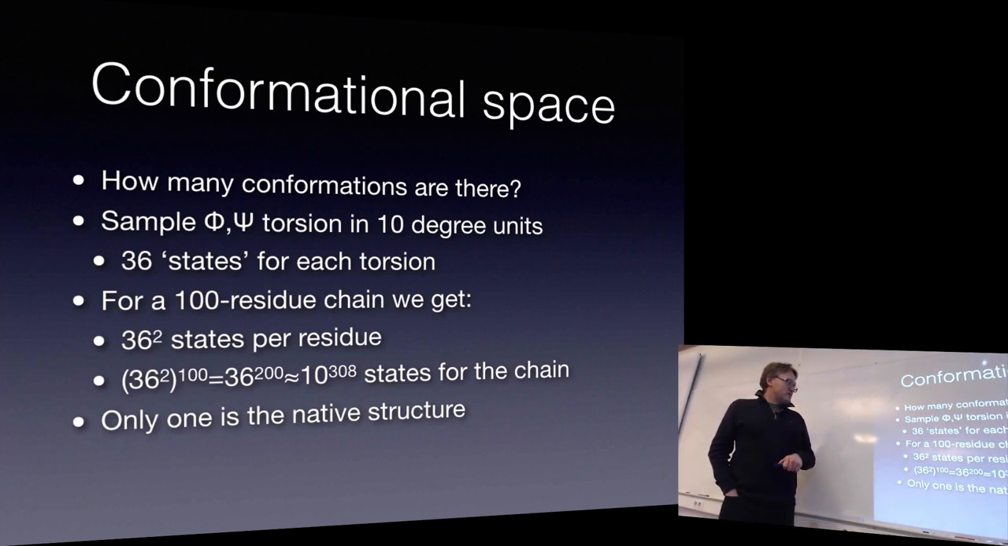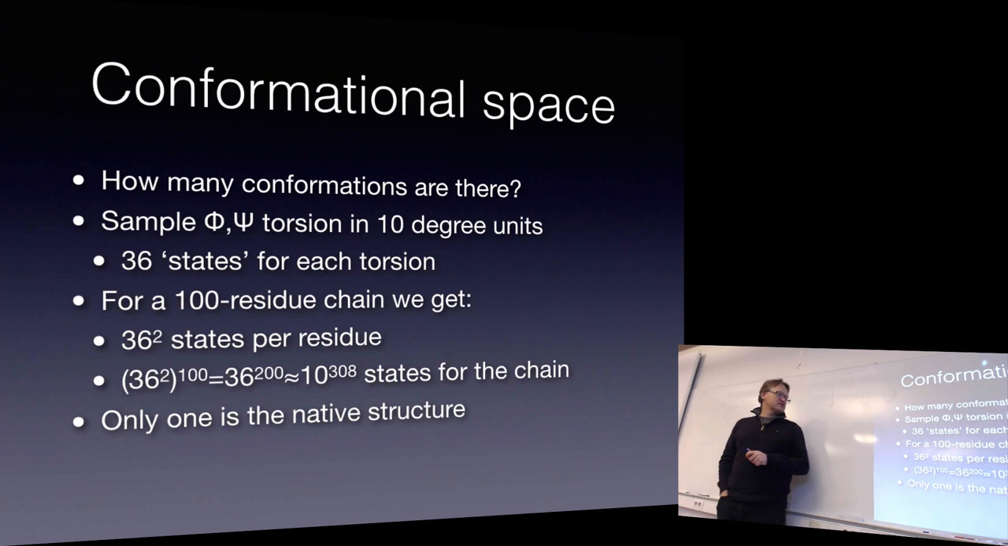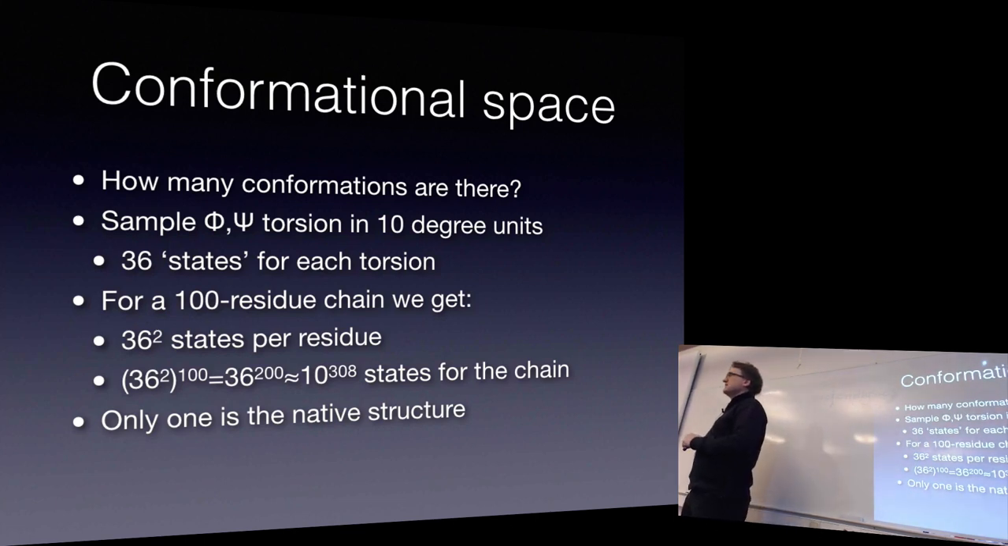So for each residue, the phi angle can be in 36 different states, and the psi angle can also be in 36 different states. So that's 36 squared possibilities, 36 to the power of 2, for one amino acid.